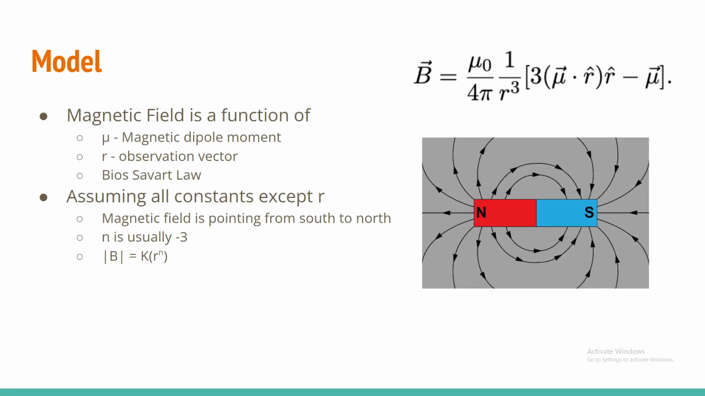The magnetic field is really just a function of mu, which is the magnetic dipole moment, and r, which is an observation vector. Both of those are parts of the Biot-Savart law in the top right corner, that B is equal to. And I'm assuming all of them are constants except for r. The magnetic field is pointing from south to north, and usually n is equal to -3, and we're going to try to see if that's the case in this experiment.